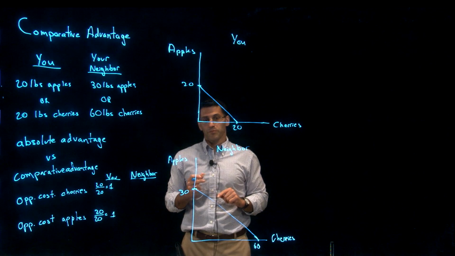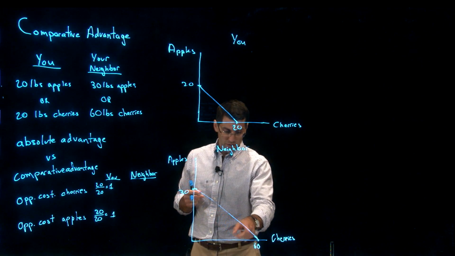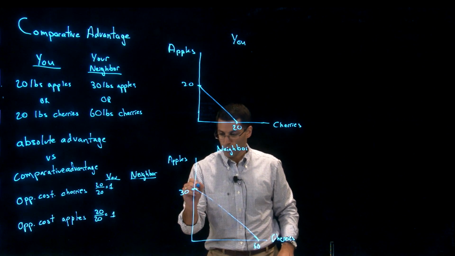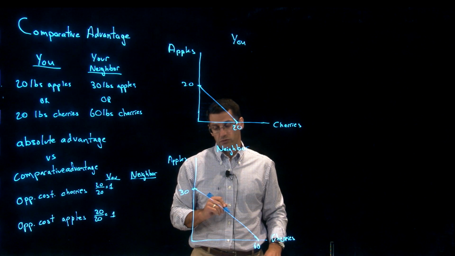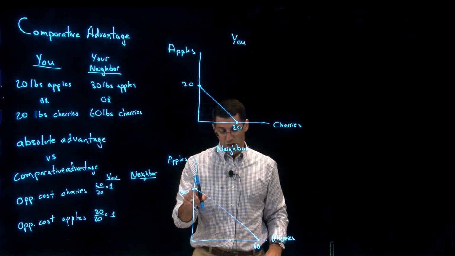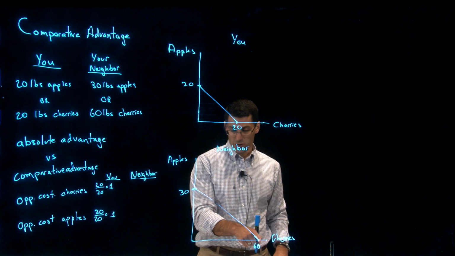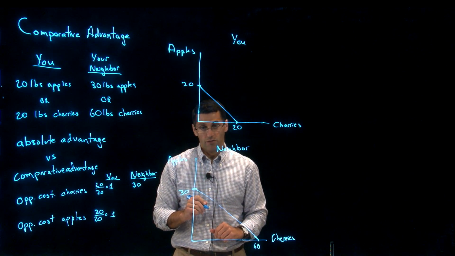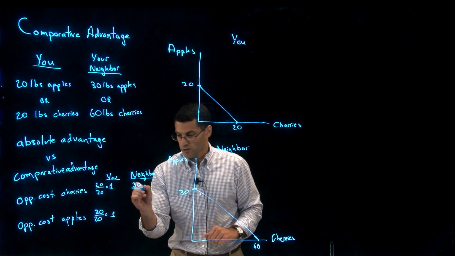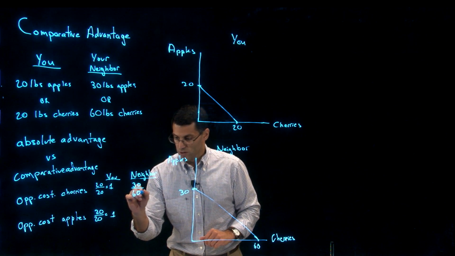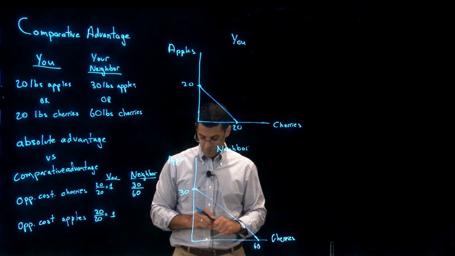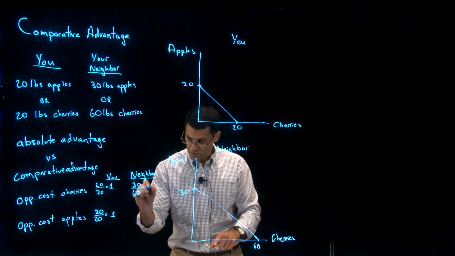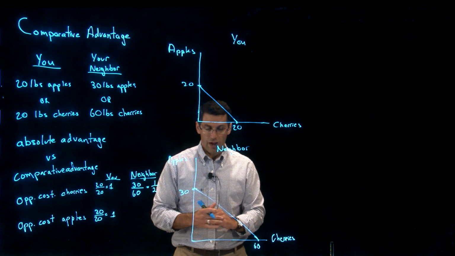What about for your neighbor? Now, the opportunity cost of picking cherries for your neighbor, if we start off up here where they're picking only apples, so we go from 30 pounds of apples and no cherries down to 60 pounds of cherries and no apples, well, then they're giving up 30 pounds of apples in order to get 60 pounds of cherries. So what does that mean? For each, if we simplify this fraction, that's 1/2.